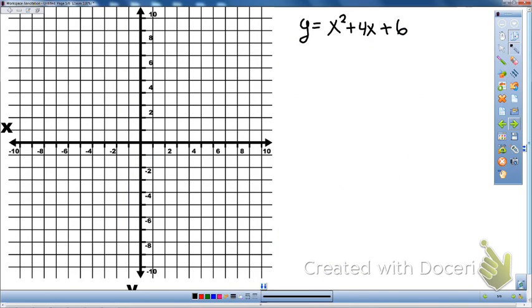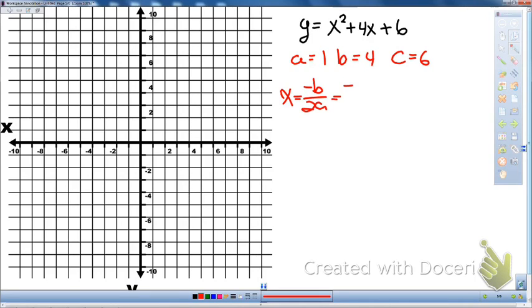Third equation on our quiz was y equals x squared plus 4x plus 6. This was the one we changed at the start of the quiz. It's in standard form. A is 1, b equals 4, c equals 6. Set up our vertex formula to solve for the h value. Substitute a and b accordingly. Negative 4 over 2 is negative 2. H is negative 2.